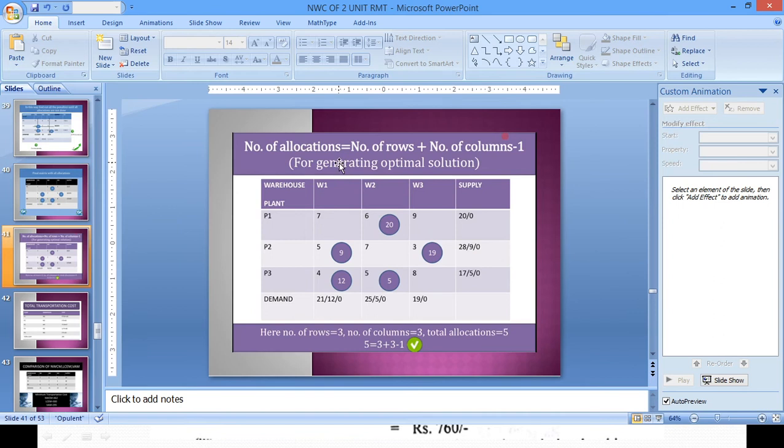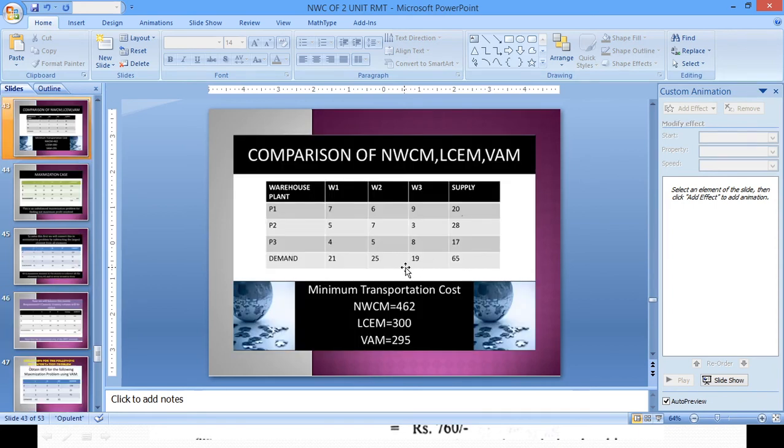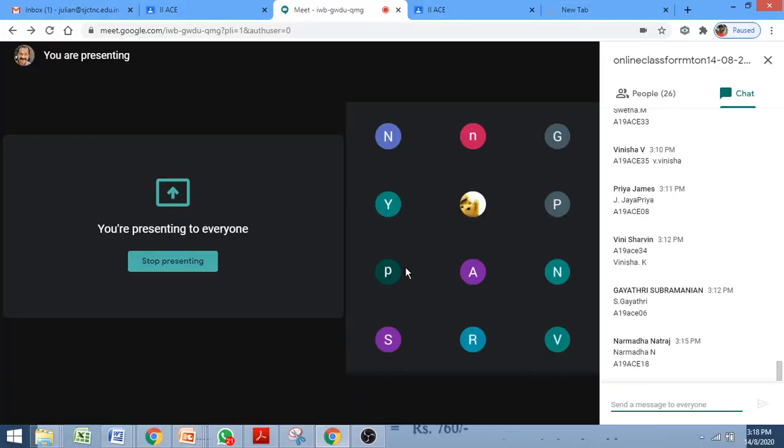So the rim condition is satisfied. That means the number of rows plus number of columns minus 1 becomes the number of allocations. So that is what they have said. 5 is equal to 3 plus 3 minus 1. So the condition is satisfied, and they are finding the transportation cost. So this is how we'll do it. We'll do a few more problems under this.